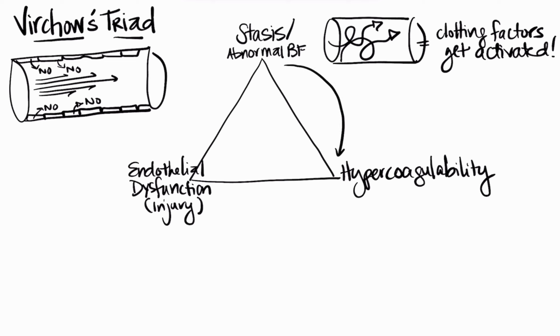When you have the ability or the environment where clotting factors can get activated, stasis can lead to an area of local hypercoagulability. So there's an interaction between the points of Virchow's where when you have stasis, you increase the likelihood of hypercoagulability in an area in the blood.